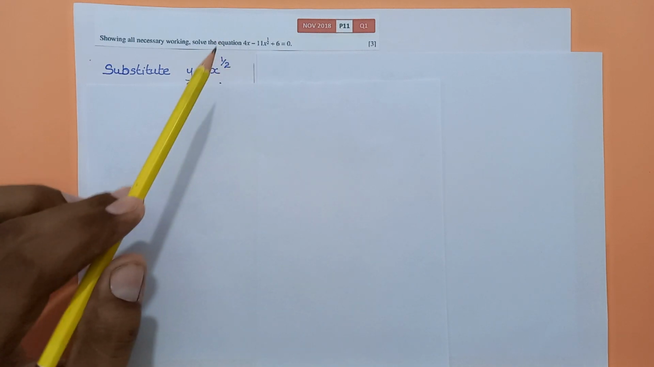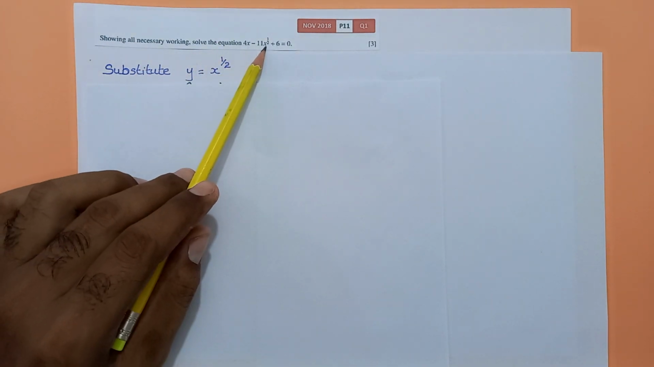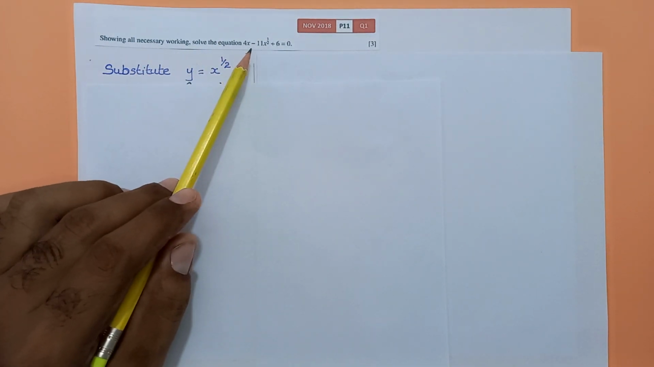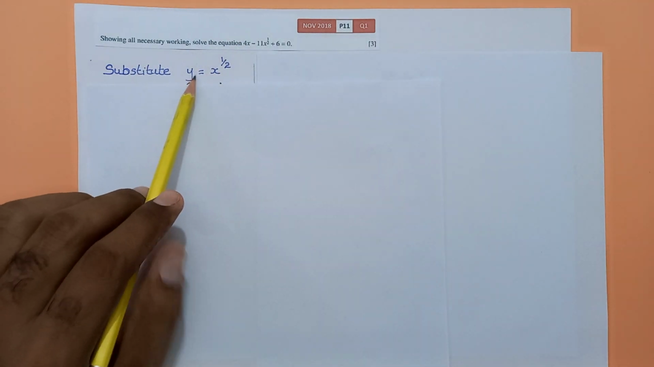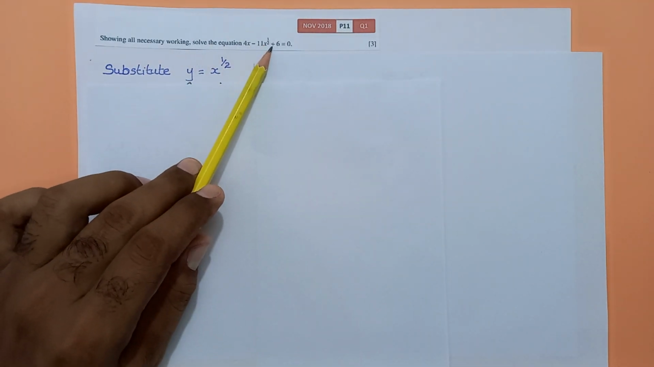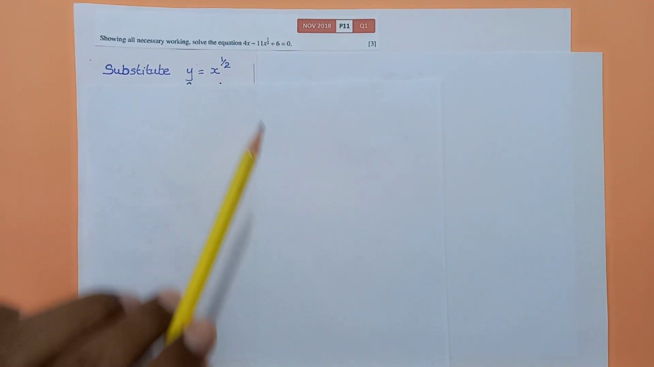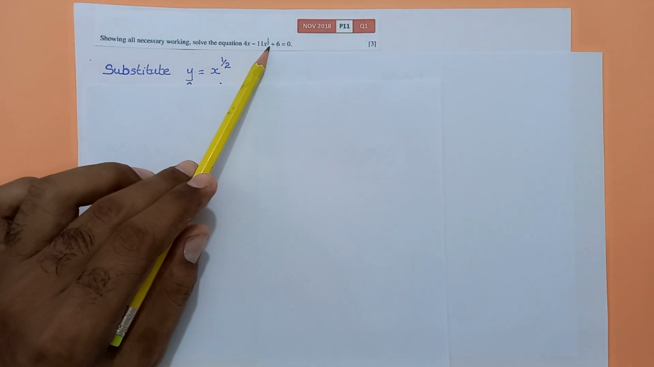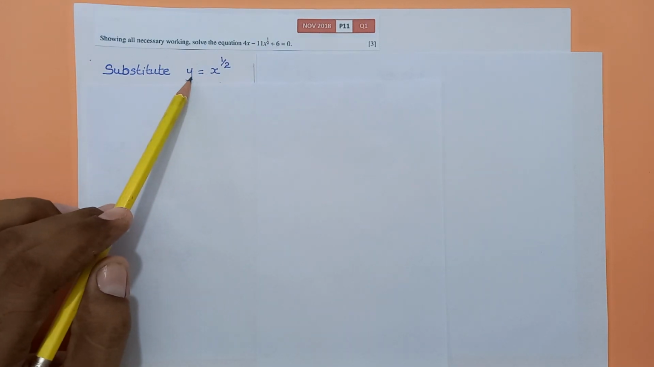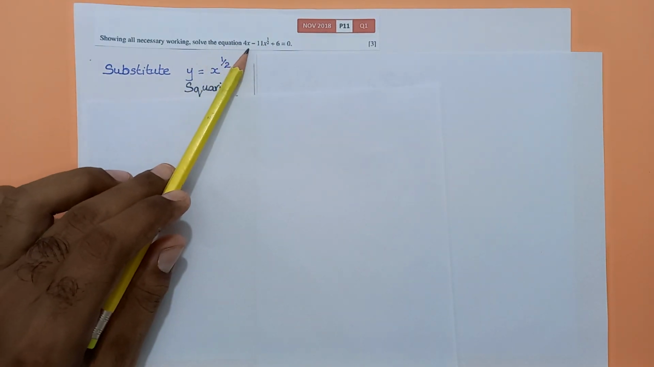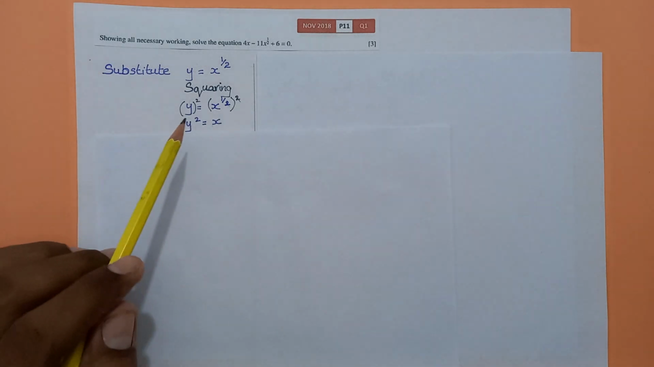standard form. So you can use any variable other than x for substitution, like we have taken y. Instead of this x^(1/2), we have substituted y equals x^(1/2). That means instead of this x^(1/2), we can write y. But what will we write for this x? No worries for that.